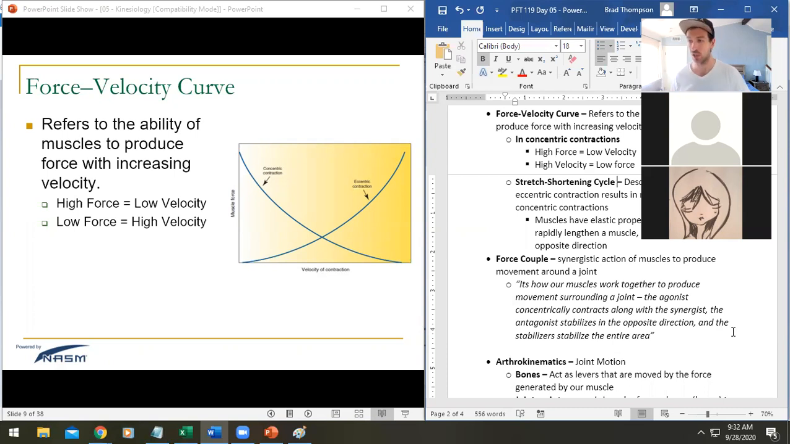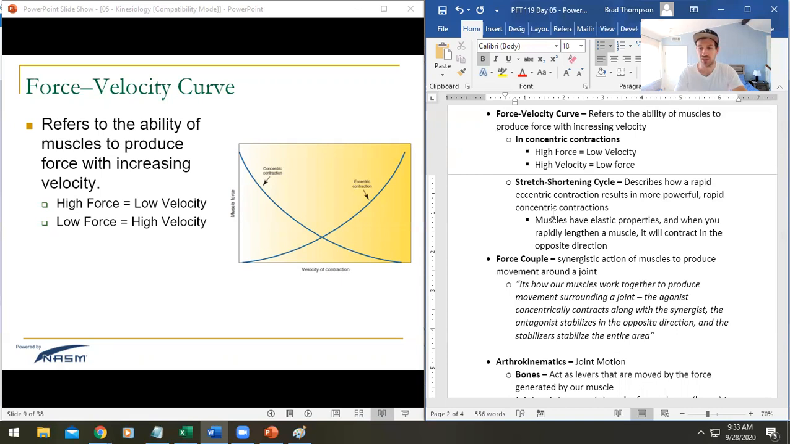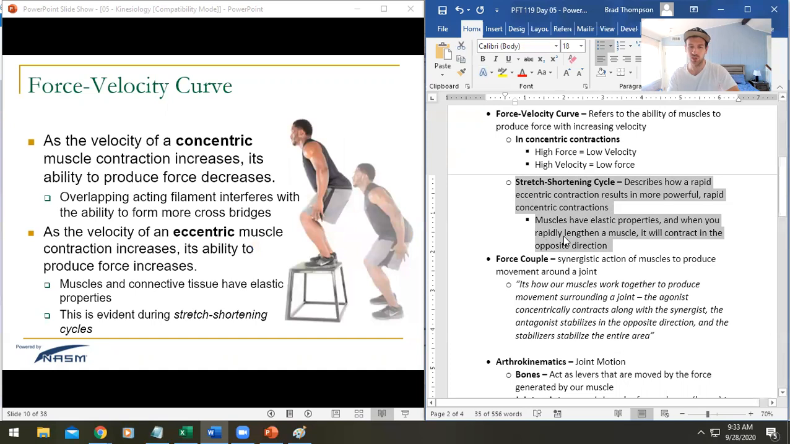So high force, low velocity. High velocity, low force. They are opposites of each other. If we know that one is high, that means the other is low. If they're constantly going to be opposites of each other, what we want to do is work right in the middle, or get the best of both worlds. So this is where we come to this concept that I would say is probably the second most important term of the day, which is called a stretch shortening cycle.